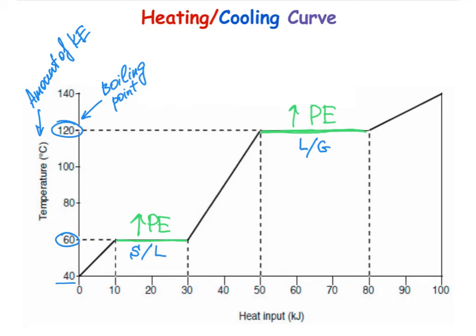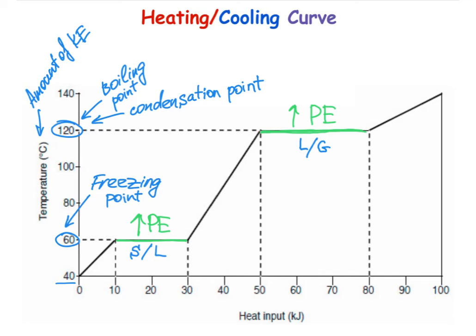Temperature 120 degrees represents the boiling and condensation point. At this temperature, this particular substance will be boiling if energy is transferred into it, and at this temperature this particular substance will be condensing if the heat is leaving it.